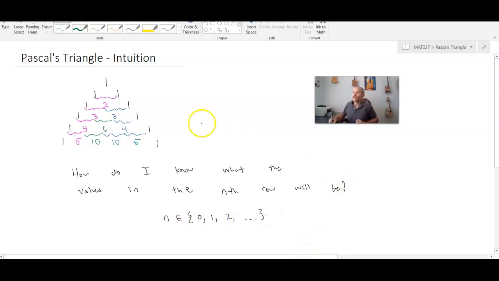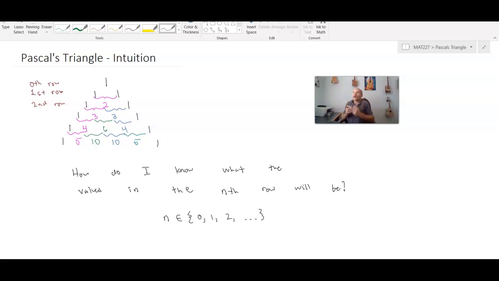Now, we say 0, and you might say, well, isn't this row the first row? Well, it can be, though we're going to refer to this as the 0th row. And we'll refer to this as the first row, and the second row, and so on. And this question can actually be answered using counting techniques, and we'll address that in another video.